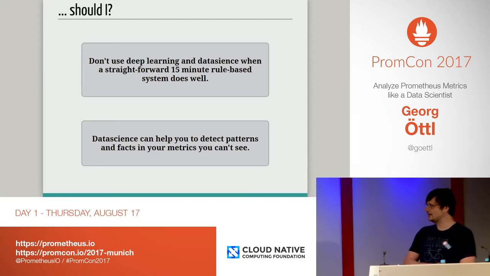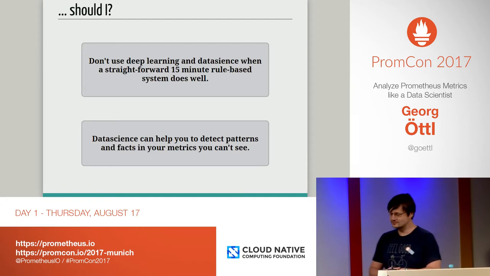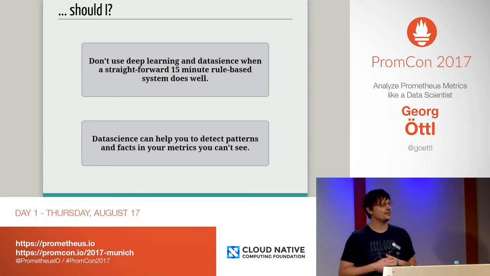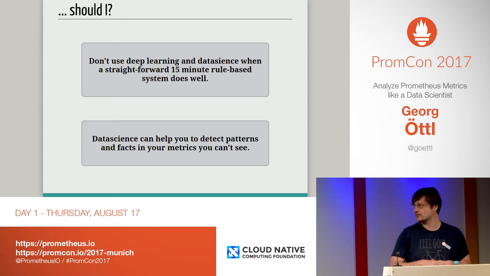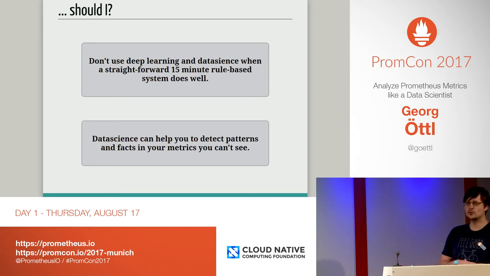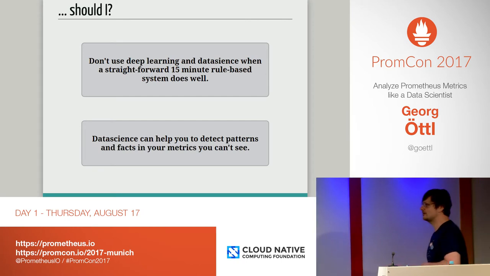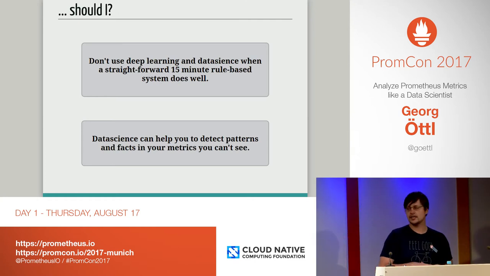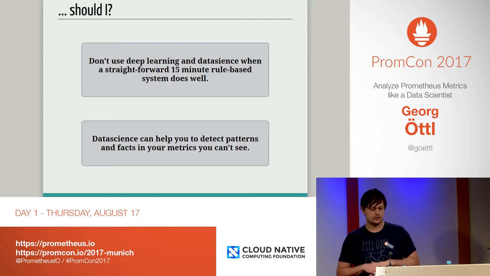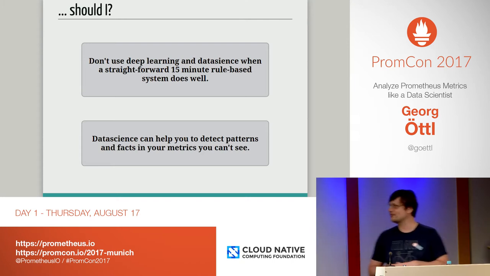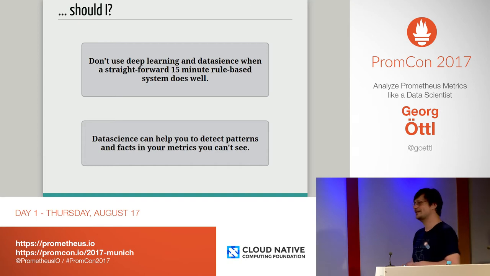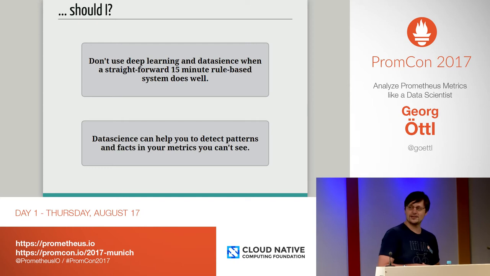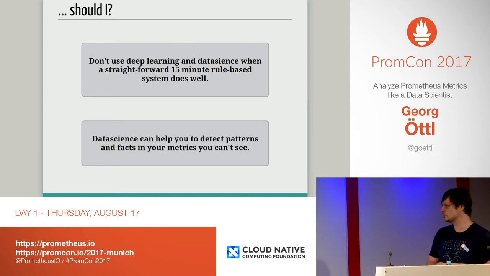At the beginning, a spoiler alert. This is a topic where you could drift off into artificial intelligence and machine learning and so on. This is the warning: should you use advanced mathematics and advanced methods to analyze the data Prometheus is gathering or not? The rule of thumb: if you have a system that is doing well, you're getting alerts, you don't get woken up at night for no reason, then keep it as it is, stay with your rule-based systems.